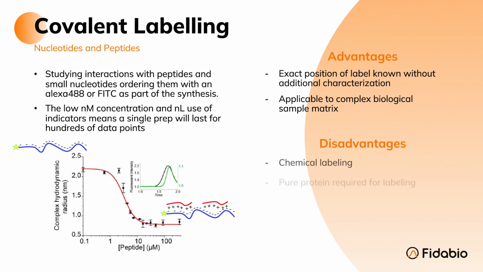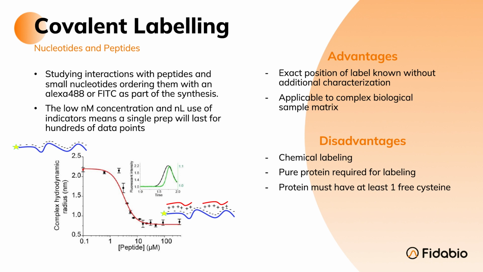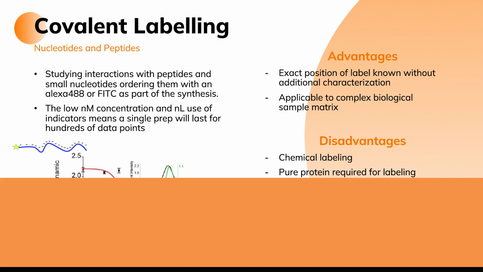If you want to investigate the interaction with peptides or nucleotides, these can also be labeled with suitable dyes. However, here we strongly recommend that the labeling is done as part of the synthesis when ordering the peptides or polynucleotides. Most synthesis companies offer this service for a fee. A single order of a fluorescently labeled peptide or polynucleotide will last for hundreds of experiments, as the FIDA only consumes 40 nanoliters of indicator per measurement, and the sensitivity is in the 10 nanomolar range.